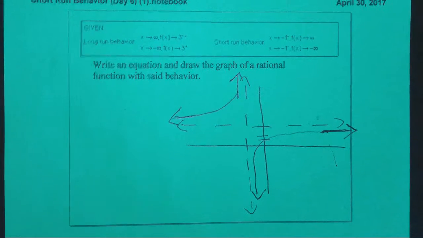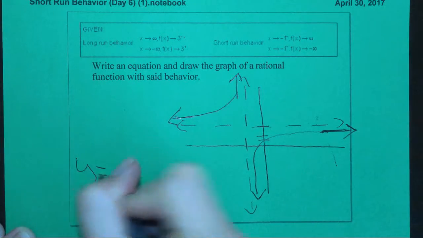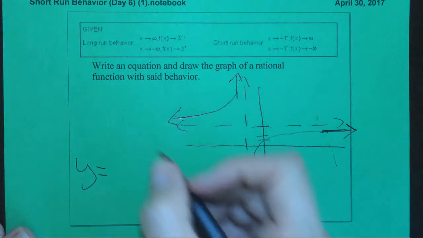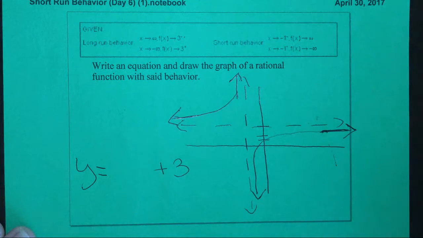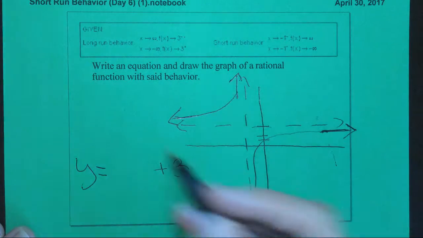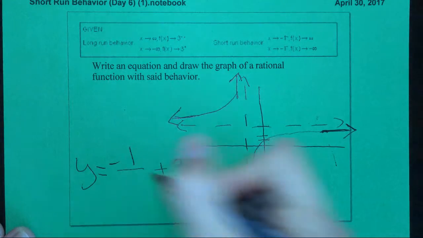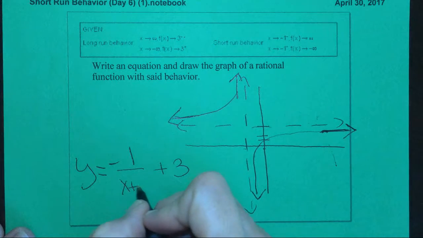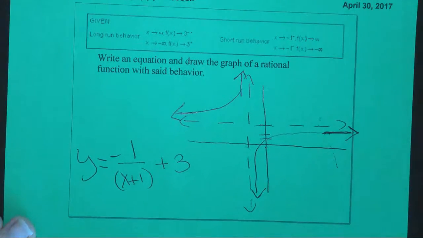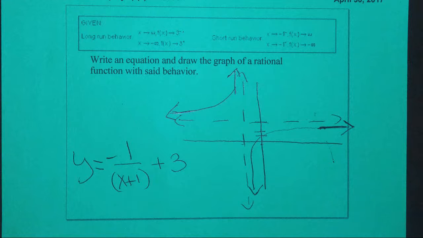And they wanted us to also write an equation. So y equals, because I had a horizontal at 3, I would put a plus 3. It looks like a 1 over x, but it's flipped, so I would have a negative 1 over, I went to the left 1, so I would put plus 1. And that's just one of probably several equations that you could come up with.